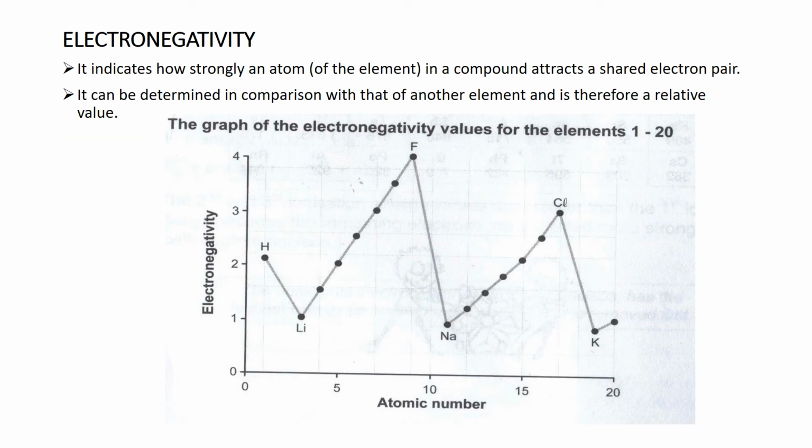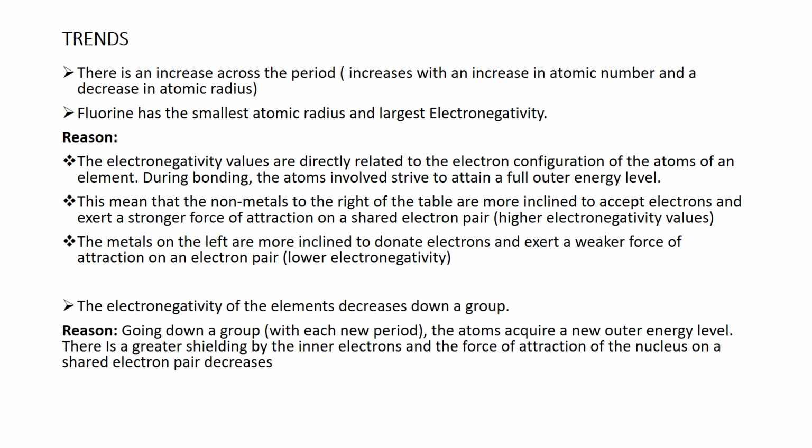Let's move to electronegativity. Electronegativity indicates how strongly an atom of the element in a compound attracts a shared electron pair. It can be determined in comparison with that of another element and is therefore a relative value. Let us look at the trends in electronegativity. As we move across the period from left to right, we see an increase in electronegativity, which means that fluorine will have the smallest atomic radius and largest electronegativity. What is the reason for this?